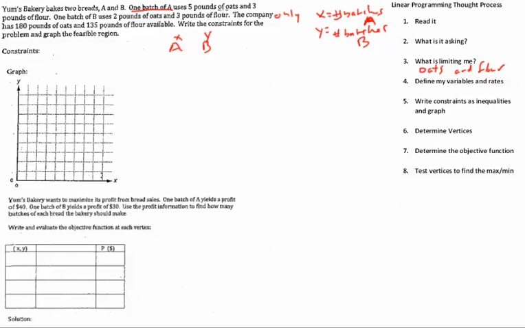Well, I know I need 5 pounds of oats per batch of bread A. And let's look at the batch of bread B. How many pounds of oats do I need there? I need 2 pounds of oats per batch of bread B.